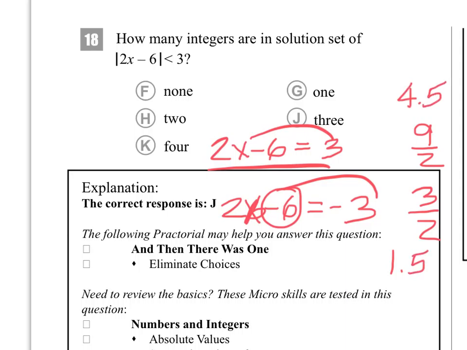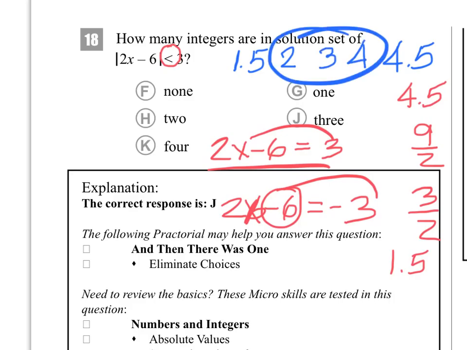Now, how many integers are in the solution set for that? Well, if you look at it like this, remember, it's less than. You have 1.5 and then 4.5. 1's not in it, but 2 is, 3 is, and so is 4. So it would be J, 3 of them.